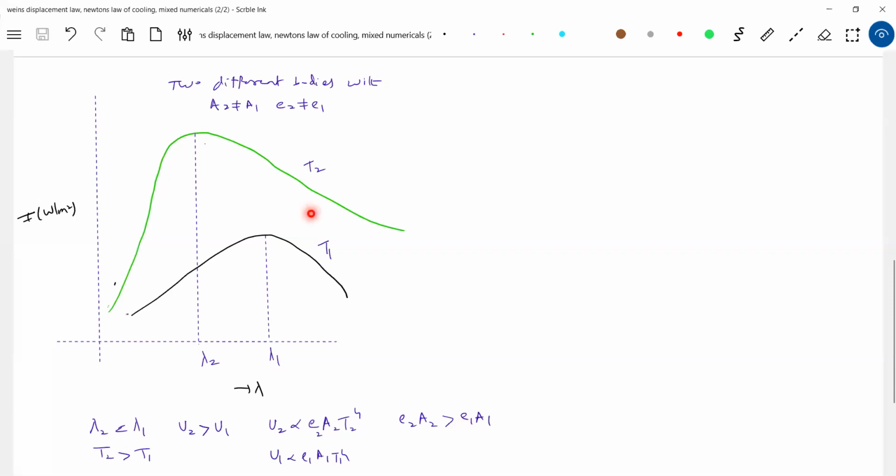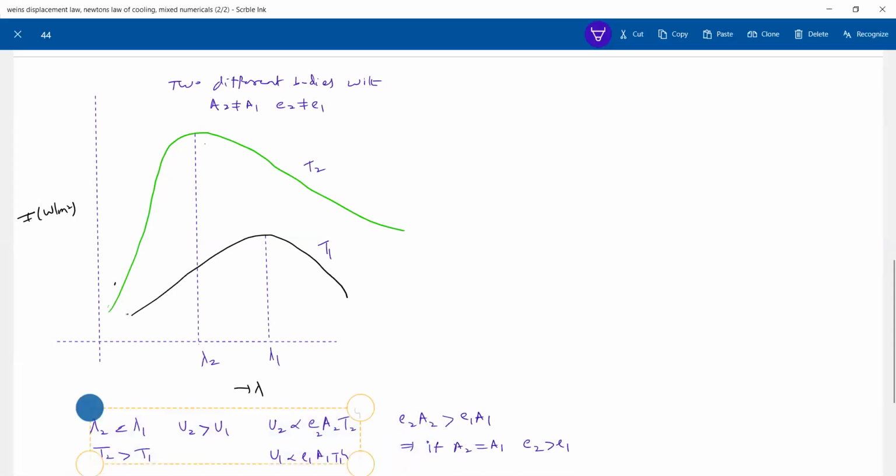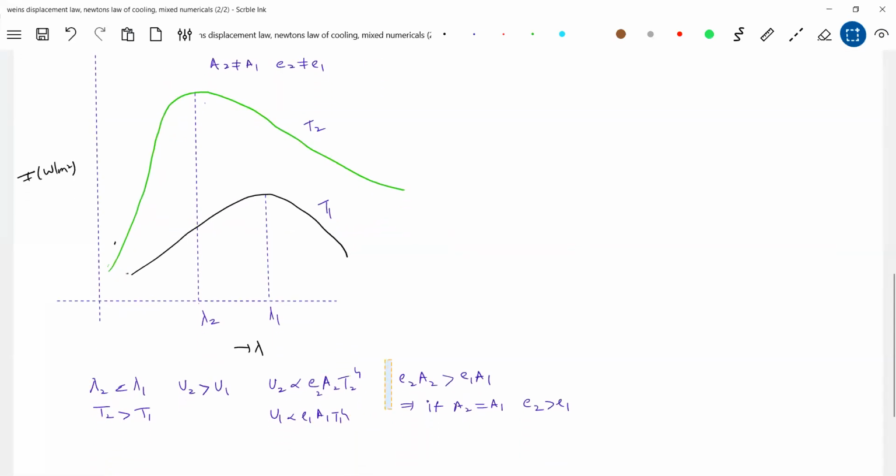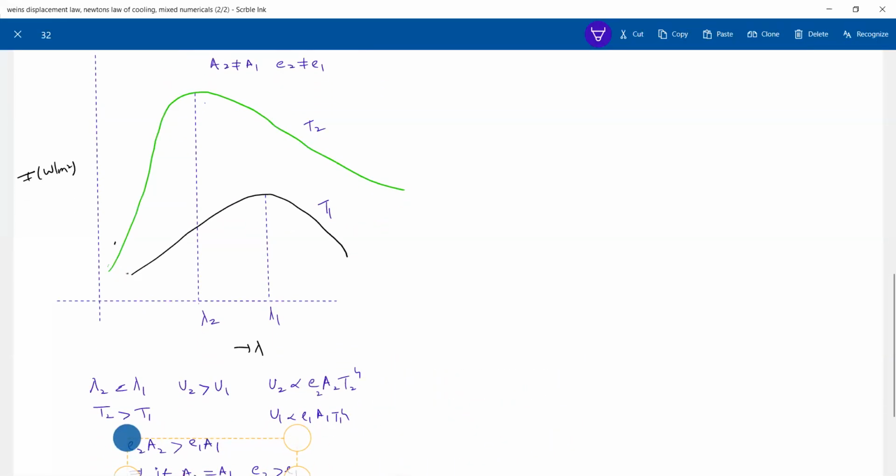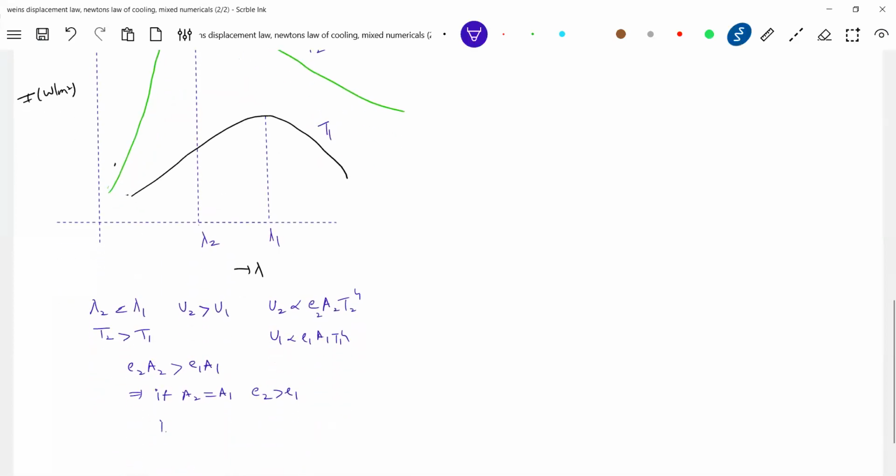If the surface areas of both the bodies are the same, then what should be greater? E2 must be greater than E1. So here is the next interpretation: if A2 equals A1, both bodies having the same surface area, E2 must be greater than E1. And if E2 equals E1, then A2 must be greater than A1.